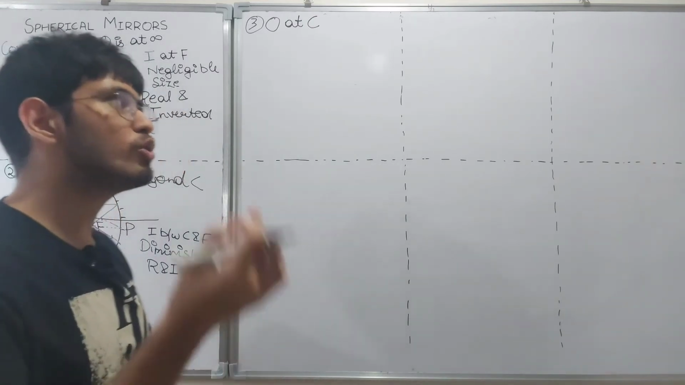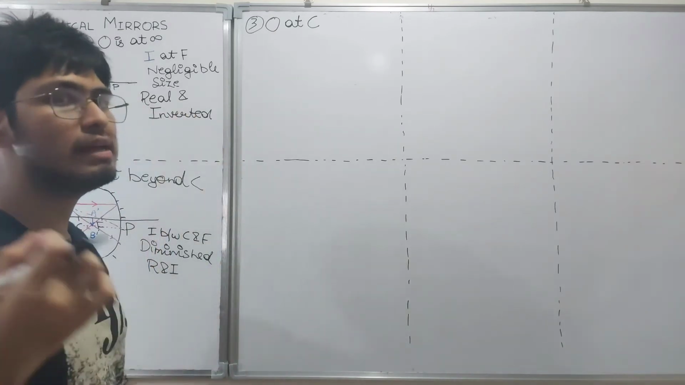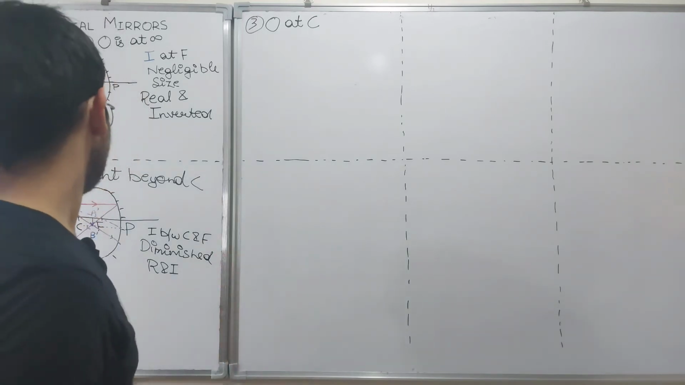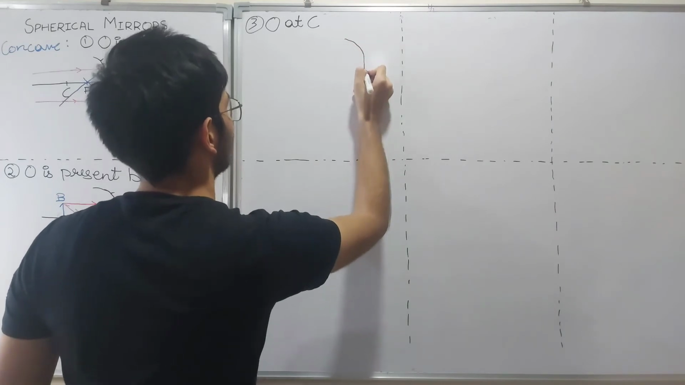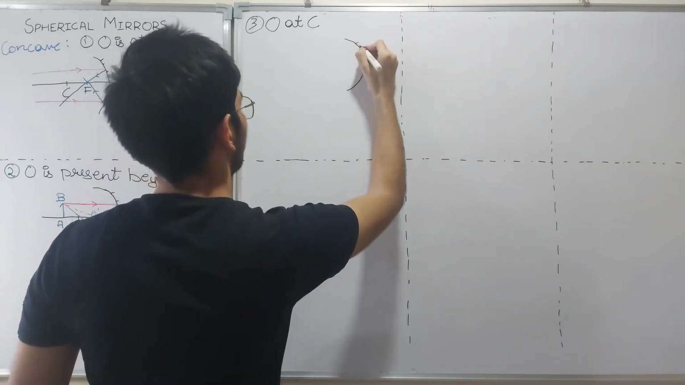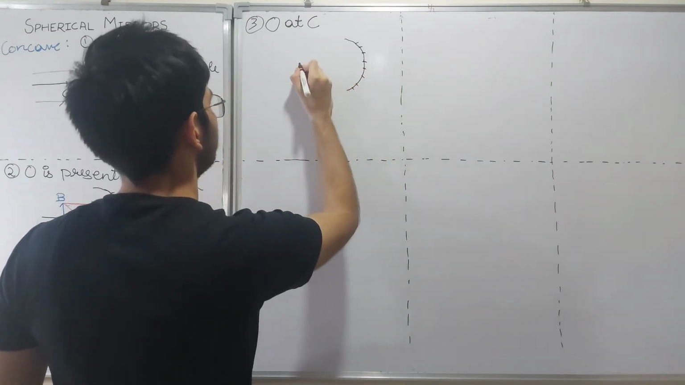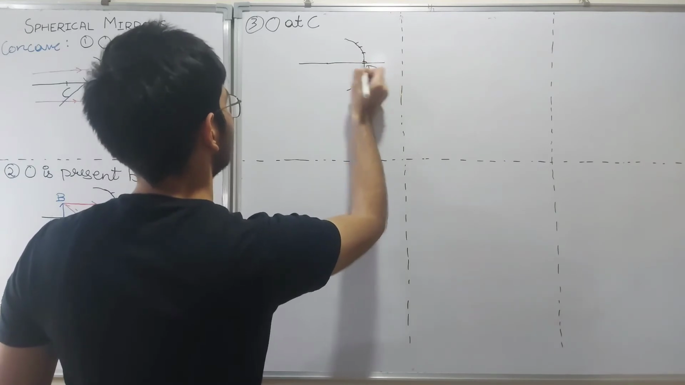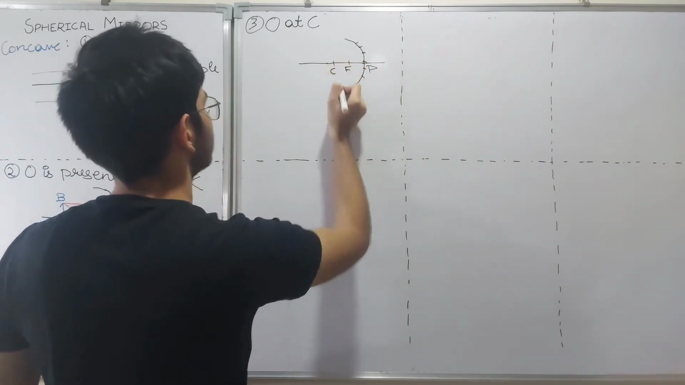Okay, so you can just pause the video and try by yourself how the image is going to be formed. Now moving further ahead, we can make a concave mirror, something like this. This is a concave mirror, and here somewhere we are going to get the principal axis. This is the principal axis, this is the pole, this is the focus, this is the center of curvature that we are getting.